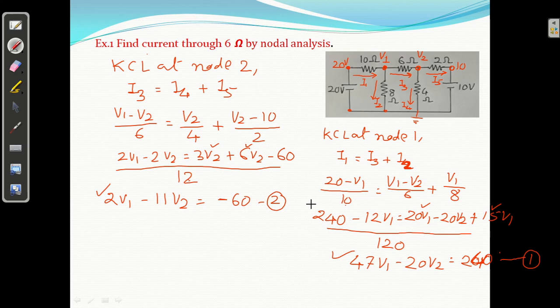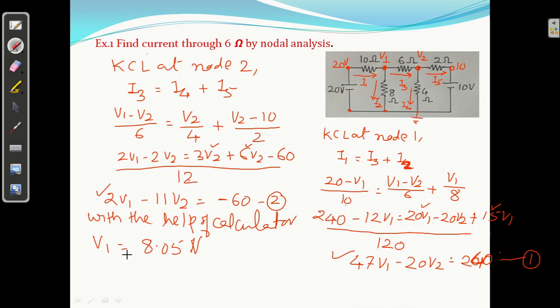X is nothing but V1. So with the help of the calculator, I am getting V1 equal to 8.05 volt. And again press equal, you will get Y, meaning V2. It is 6.91 volt. I got V1 and V2. Right?